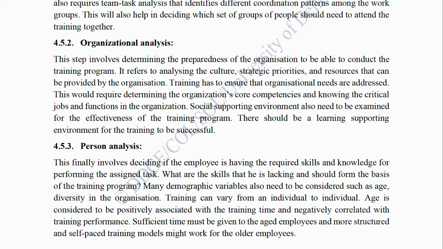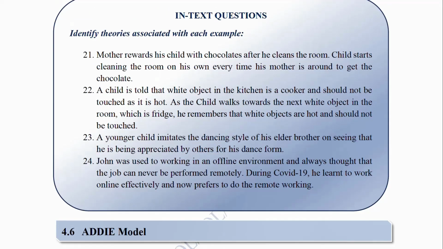Training can vary from individual to individual. Age is considered to be positively associated with the training time and negatively correlated with the training performance. Sufficient time must be given to the aged employees, and more structured and self-paced training models might work for the older employees. In-text questions: identify theories associated with each example.